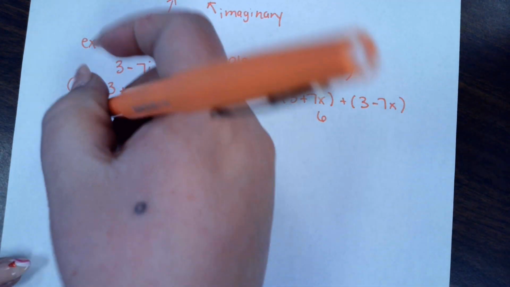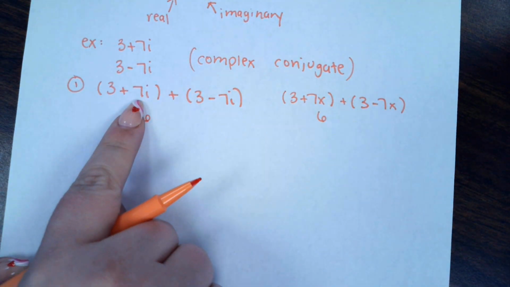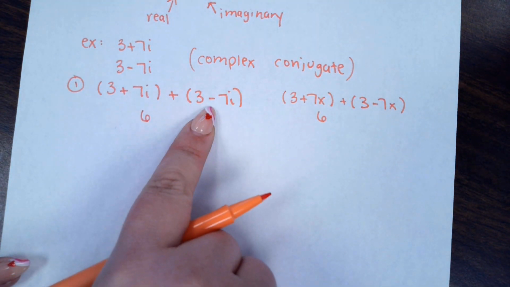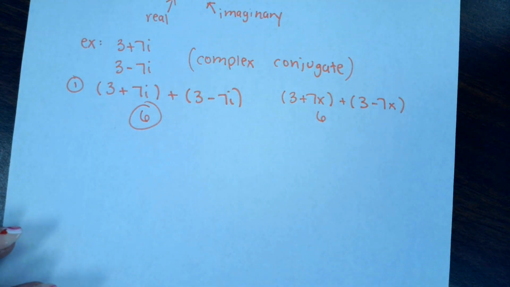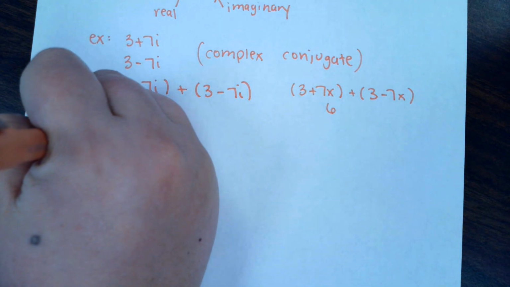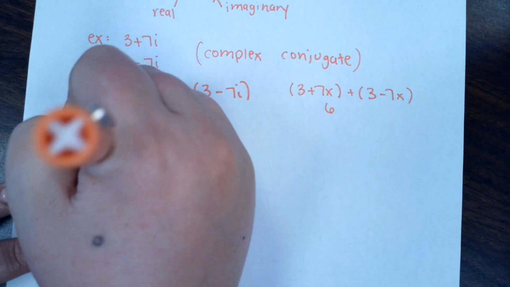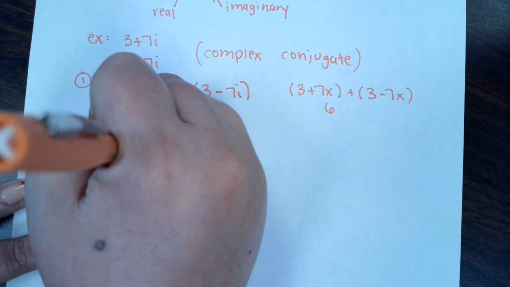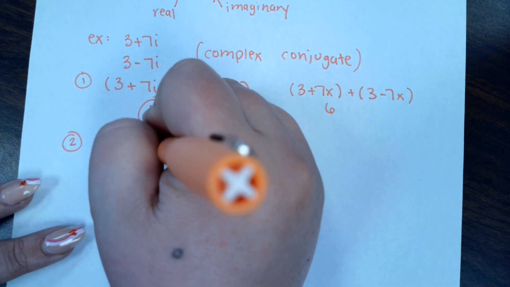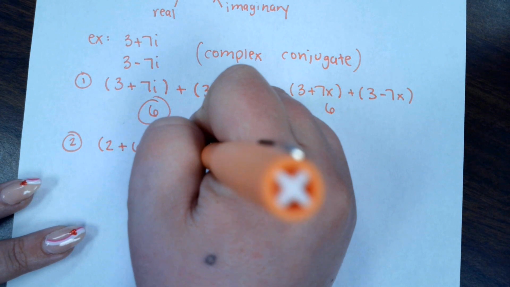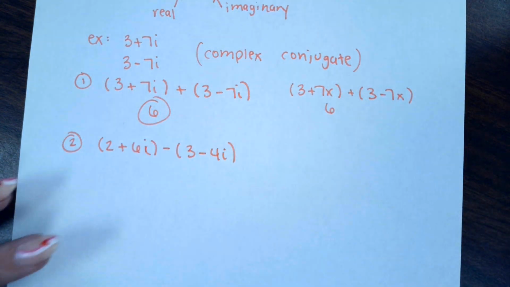So 3 plus 3 is 6. 7i plus negative 7i, they cancel out. We just have 6 there. Now, they won't always cancel out. Let's say we have 2 plus 6i minus 3 minus 4i.